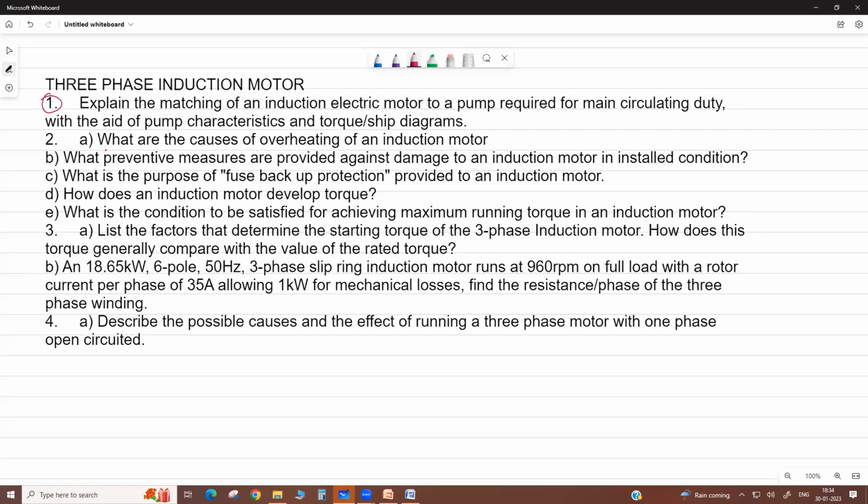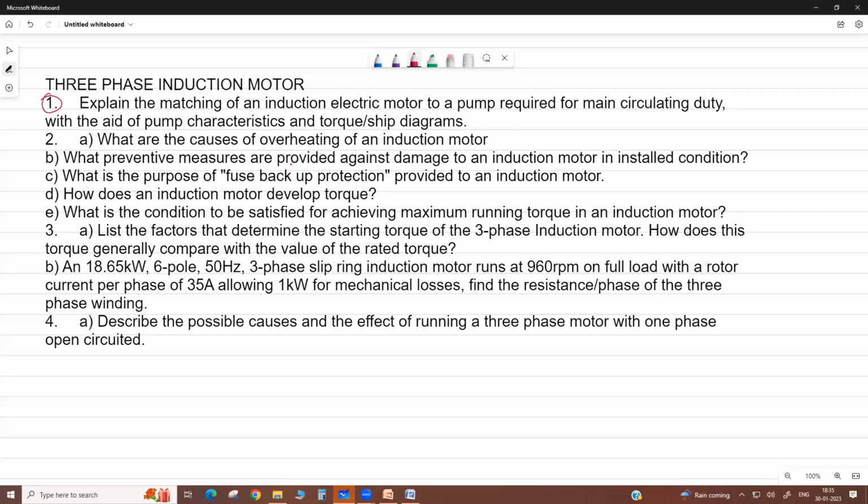Here they ask for motor design. What are the causes of overheating of an induction motor? You have to write the causes like under voltage, single phasing, overload, or bearing jam, bearing problem. These are the main causes of overheating of an induction motor. Got it?